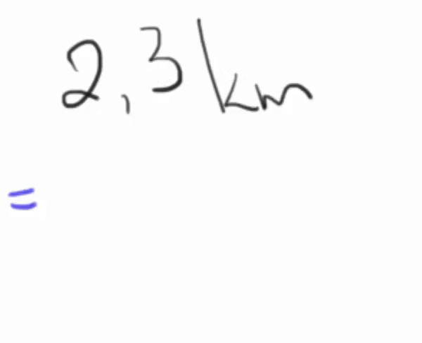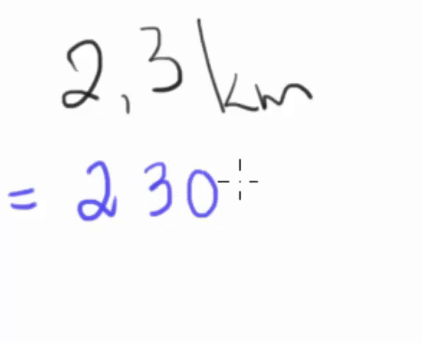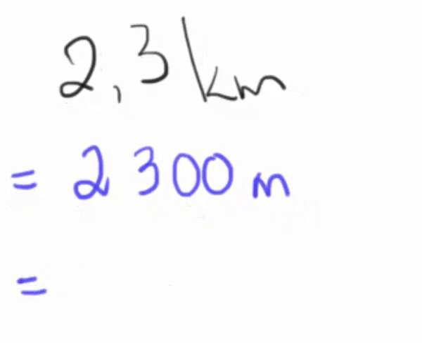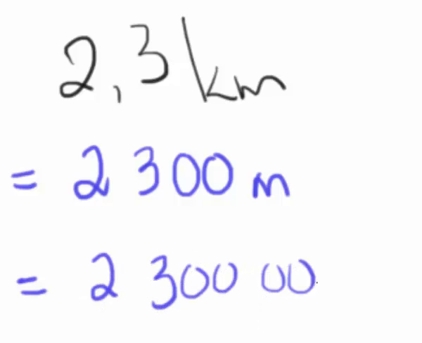When you're multiplying by 1,000, you've got 3 zeros, so we have to move the decimal place 3 places. So it's going to become, that's 1 decimal place, 2 decimal places, 3 decimal places. So 2,3 kilometers is 2,300 meters. Then to go from meters down to millimeters, you have to multiply by another 1,000, which means adding on an extra 3 zeros. So that gives us 2,300,000 millimeters.